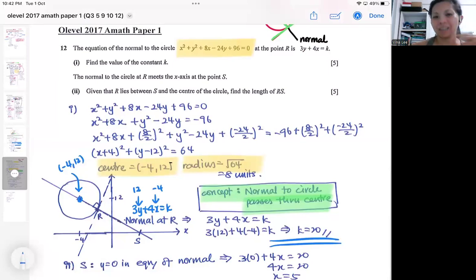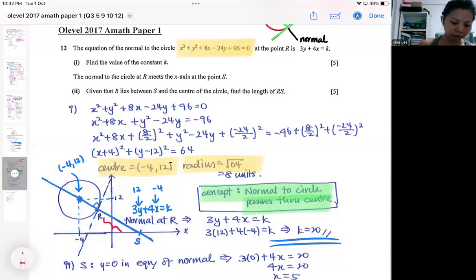The intensive one is the next one. The description is that the normal at R meets the x-axis at S. It's actually quite simple, but they didn't come up with a diagram. So after I got the center, I tried drawing. I just draw a generic circle and then draw a tangent. You can see that the normal passes through the center, and then it's going to cut the x-axis at S. So it's actually quite a simple idea if you look.